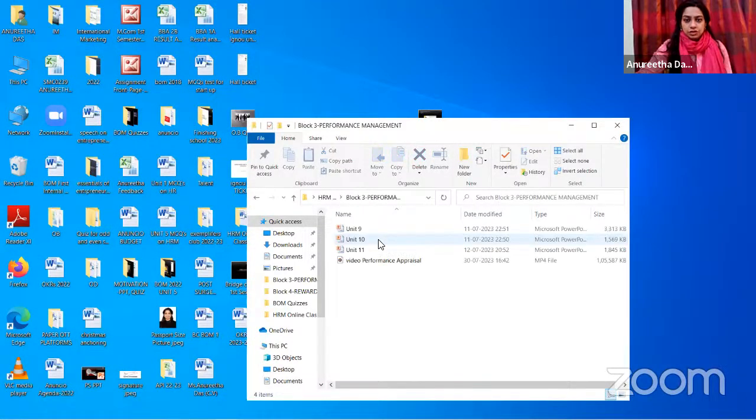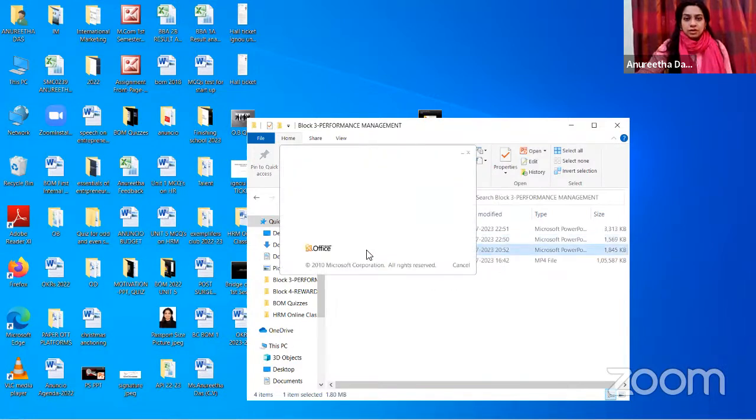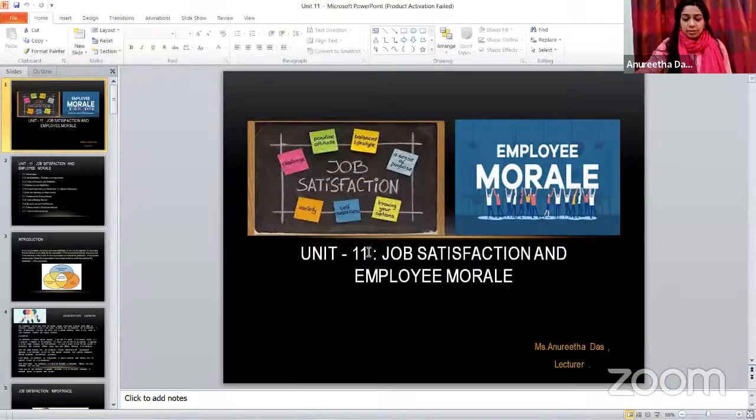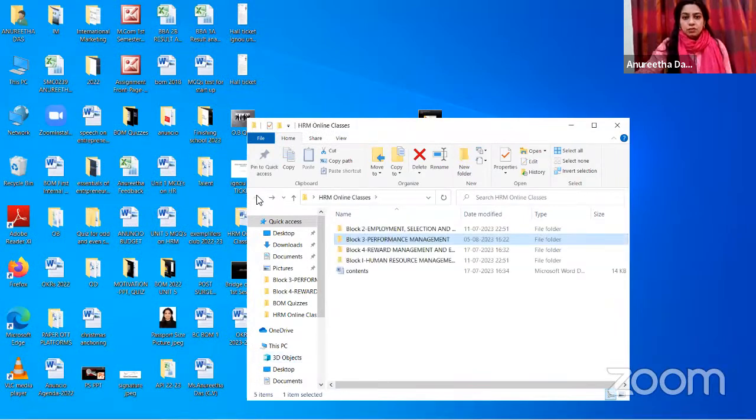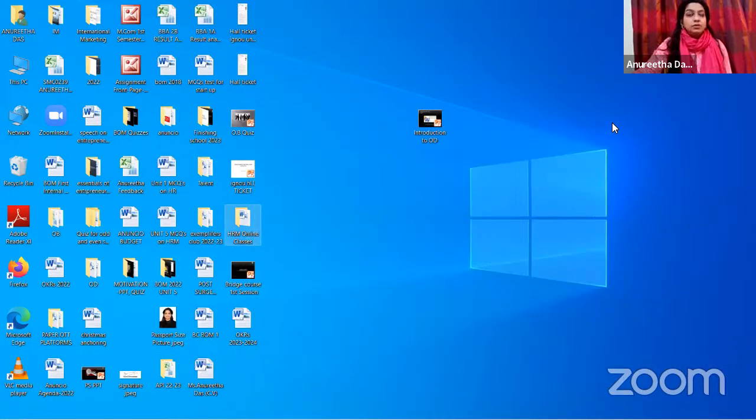Okay, so today we finished block 3 of unit 10. Tomorrow we will be doing unit 11 and learning about job satisfaction and employee morale. And then we will move to block 4. And as you all know, we have a lot of content to finish.